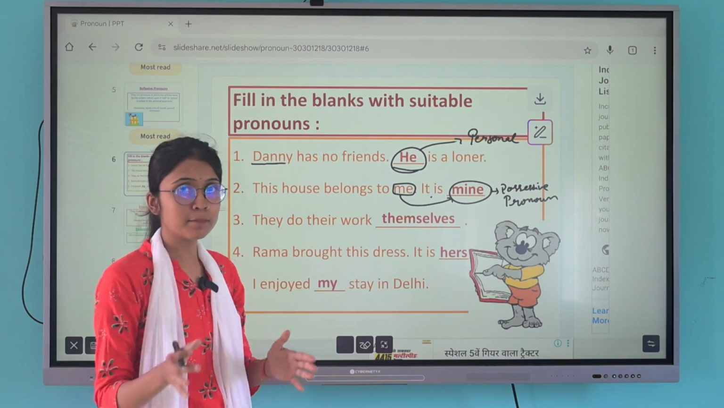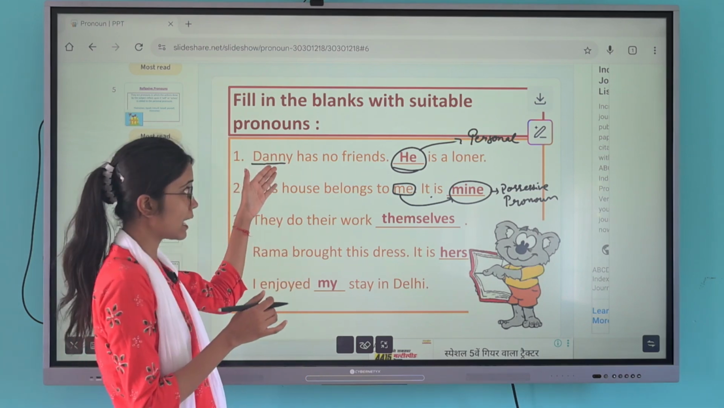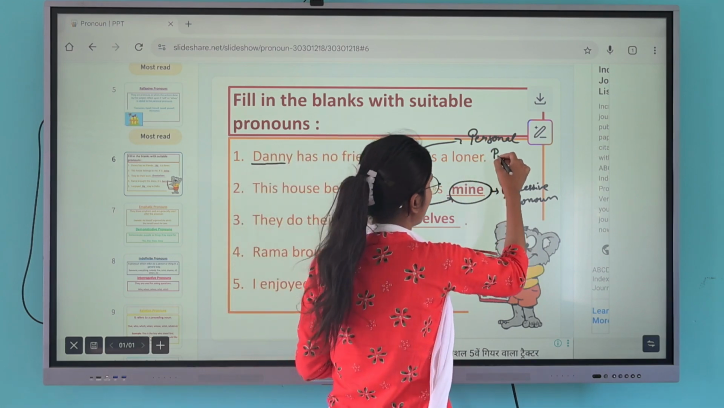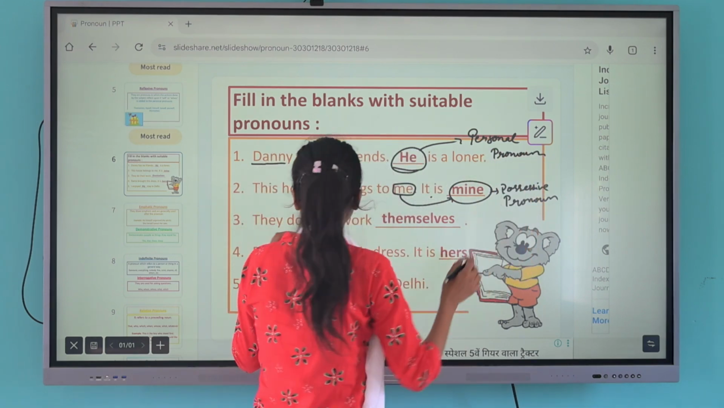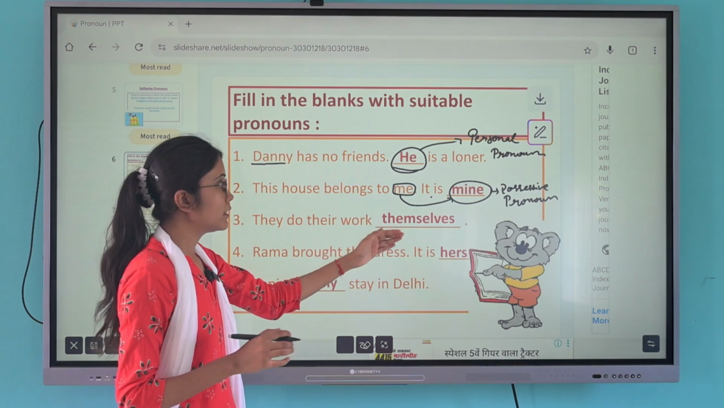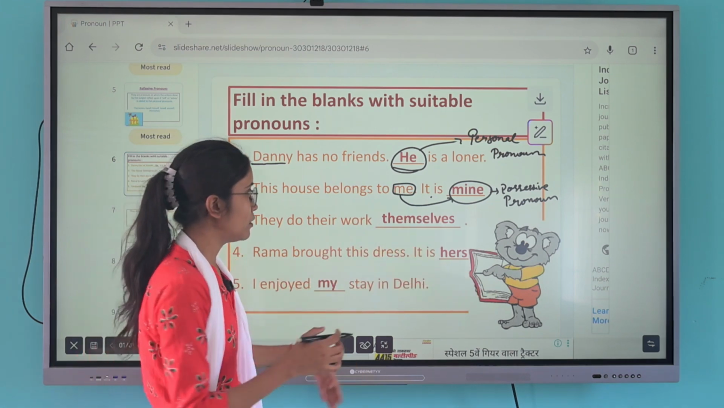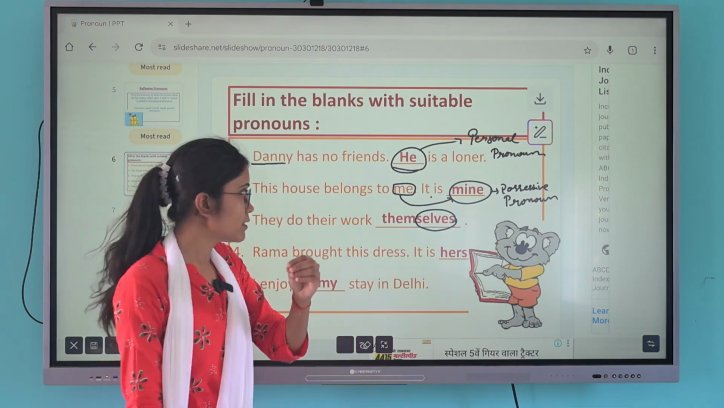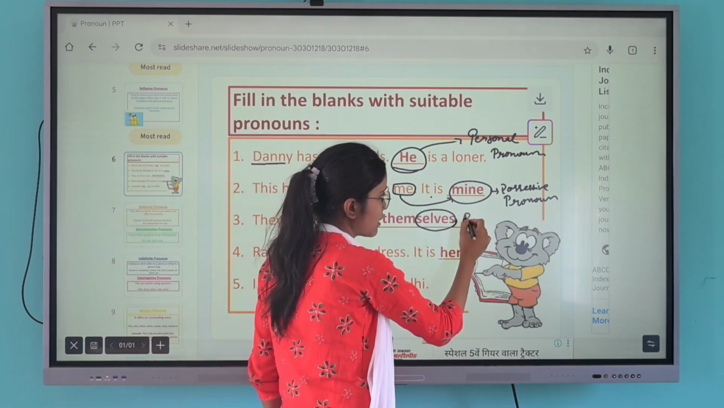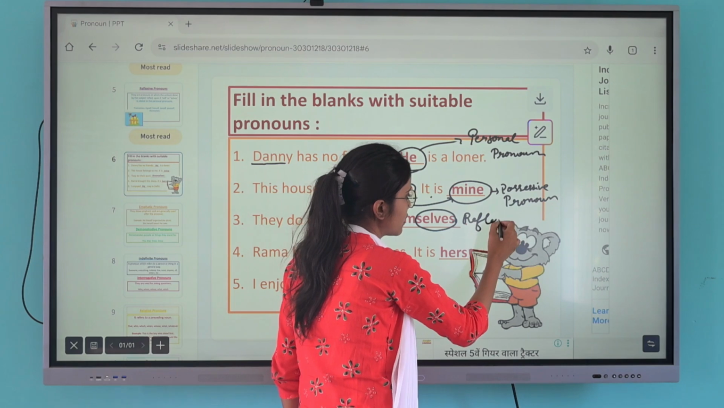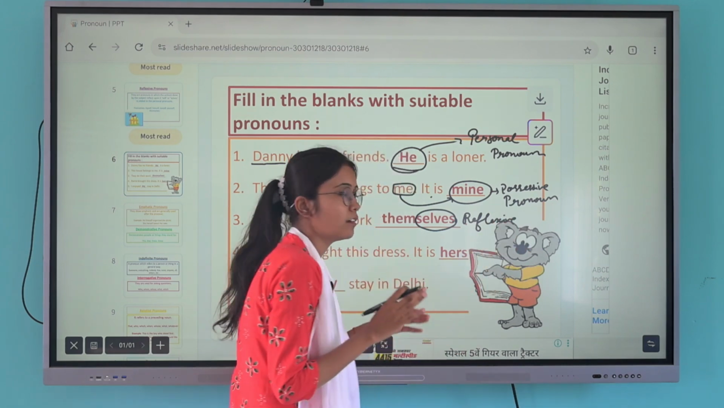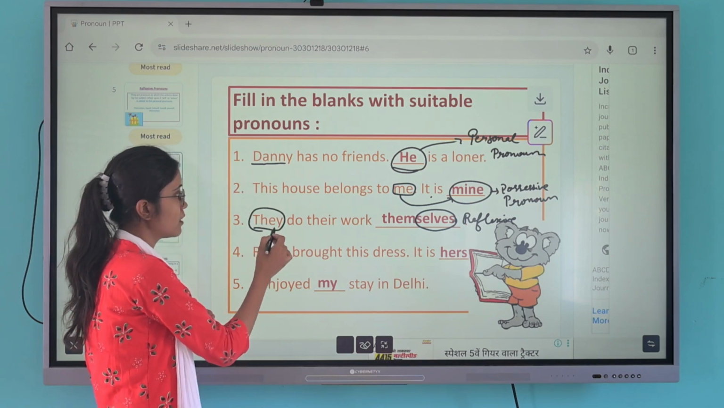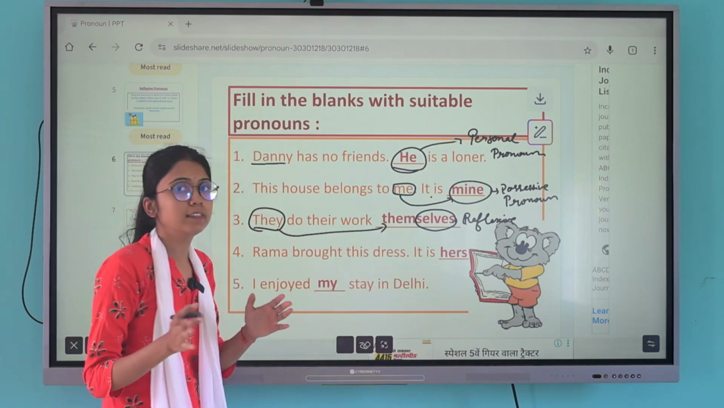He is a personal pronoun, because he replaced the name of a specific person. Who is the specific person? Danny. So we replace Danny with he. That is a personal pronoun. Next: they do their work themselves. When the word self is written, which kind of pronoun is it? Yes, reflexive pronoun. Here it is written they, so for they we will use themselves.